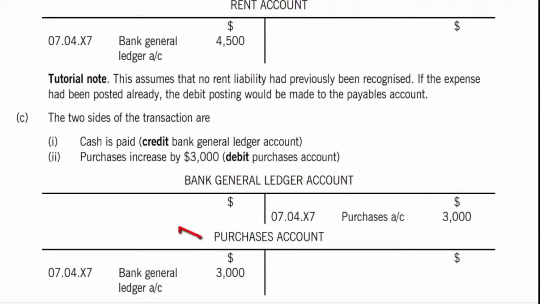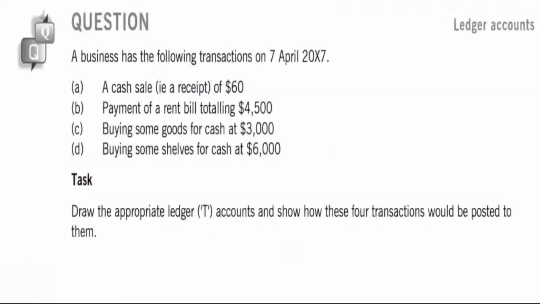2. Purchases, an expense, increases because the business acquires goods for resale or use. This is recorded as a debit in the purchases account. How it's recorded in the ledgers: bank general ledger account, credit $3,000 to the purchases account. Purchases account, debit $3,000 from the bank general ledger account.